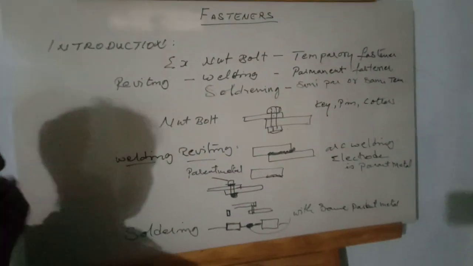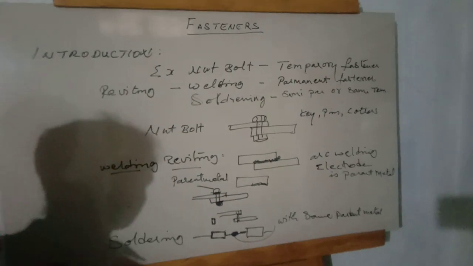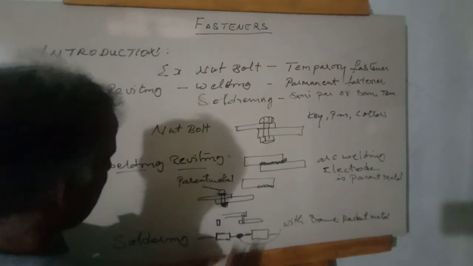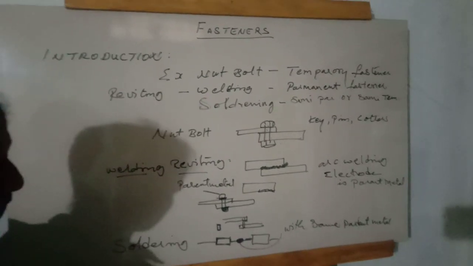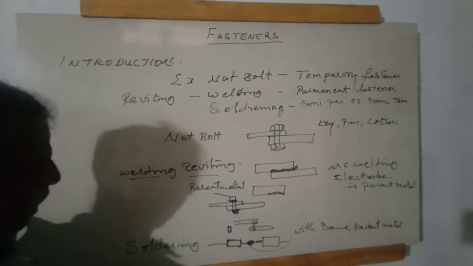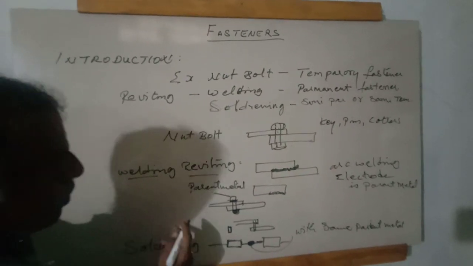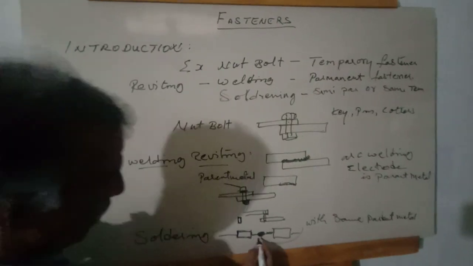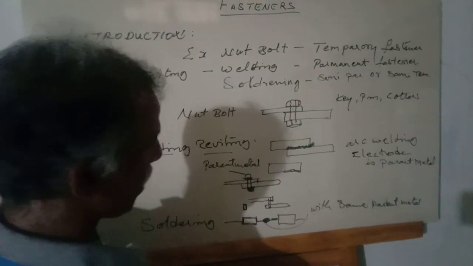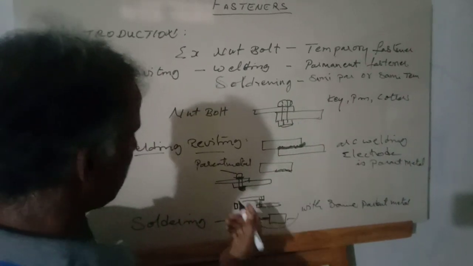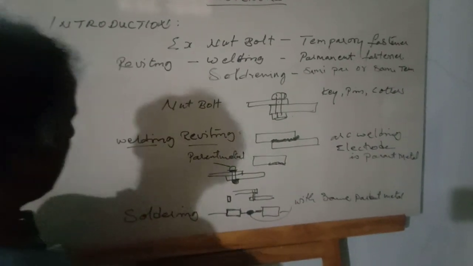In the same way, in fabrication works, bridges and ship industries, they use arc welding, which works in an effective way. Soldering is either a temporary or a permanent joint. You can join and you can use the same parent metal. In temporary fastener you can reuse it, but in permanent fastener you cannot.